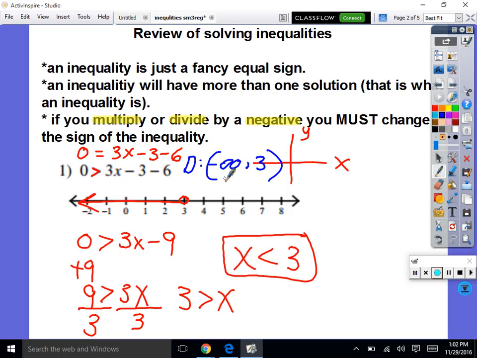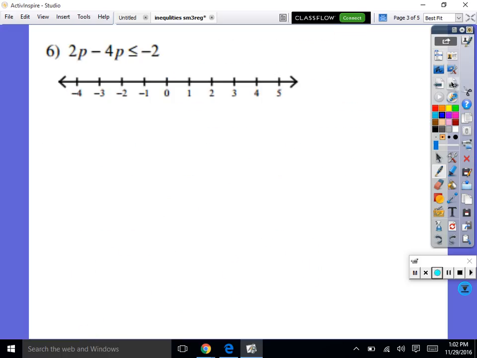Yes. Yep, so think about why that is. Greater than or equal to 3, so that's why I would close it off. Equal to 3 is okay in our solution. Very good question. Okay, let's do number 6.